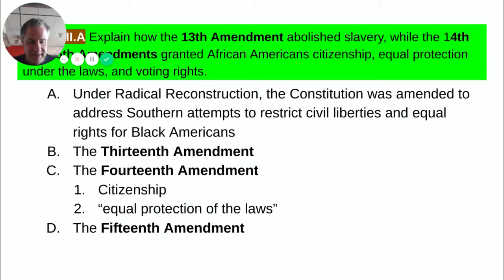And it said that anybody born in the United States, regardless of race, creed, religion, anything, is automatically a citizen. If you're born in this country, you are a U.S. citizen.